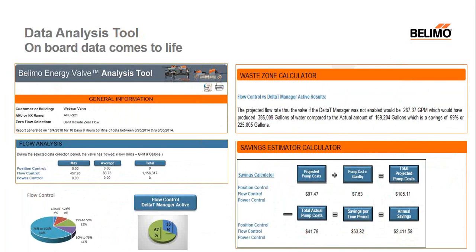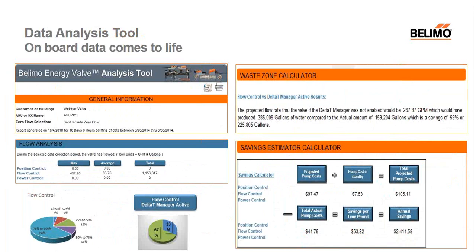For those that like to do it themselves in terms of data analysis and leveraging that rich data that's coming off the energy valve, we also provide a data analysis tool. So this is basically a macro in Excel that pulls the data directly off the energy valve actuator, which comes off in a CSV format. So it pulls it in and you can understand how the valve has been operating from a control standpoint. Is it mostly open? Is it mostly closed? What mode has it been operating in? How often has the delta T manager been engaged or not engaged?